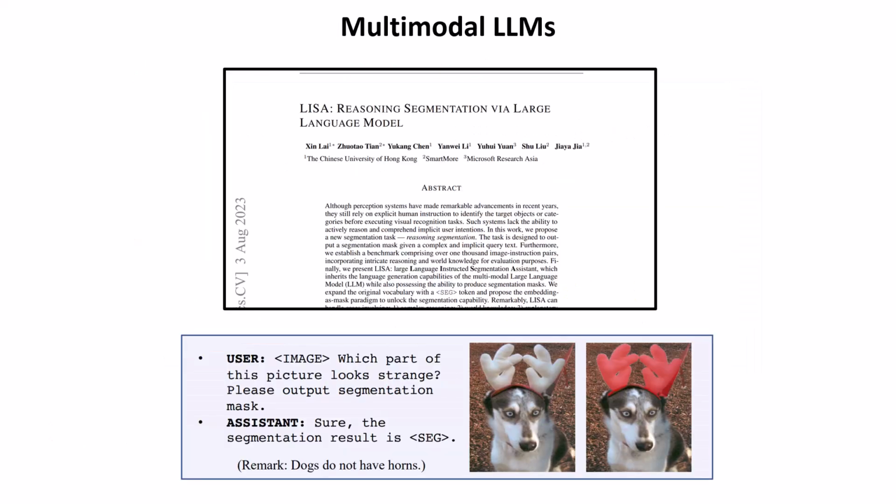But multimodal LLMs have seen significant progress recently. For example, we have the LISA model, where we can give it an image and ask which part of this picture looks strange, and ask it to output a segmentation mask. The model can interpret the image, and based on the world knowledge it has, it can segment the horns because it already knows that dogs do not have any horns.